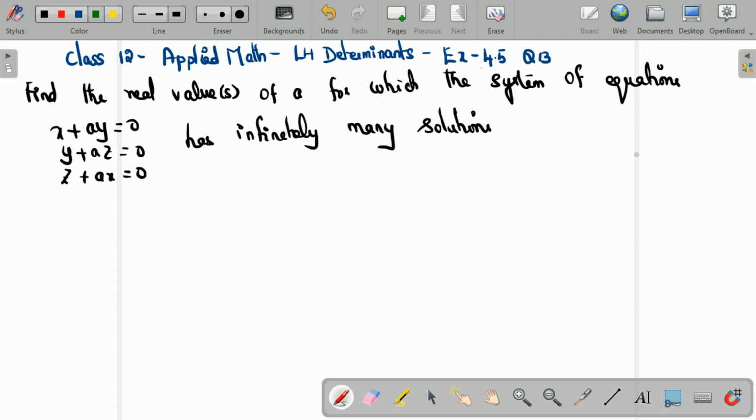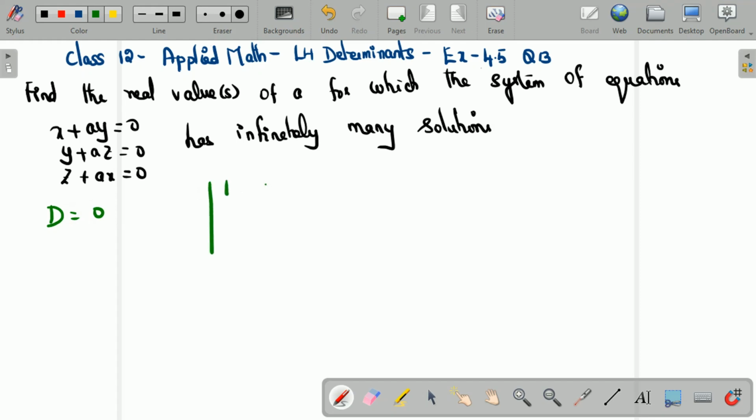In this video, let's find the solution for the 13th question in exercise 4.5. Find the real values for A for which the system of equations has infinitely many solutions. See, this is again a set of homogeneous equations, which means it can have infinitely many solutions when determinant D is equal to 0. So let's evaluate determinant D.